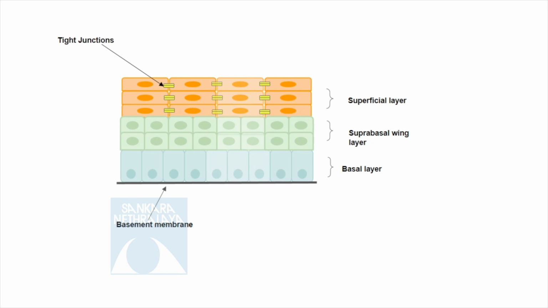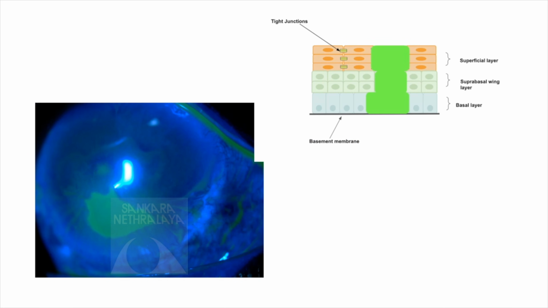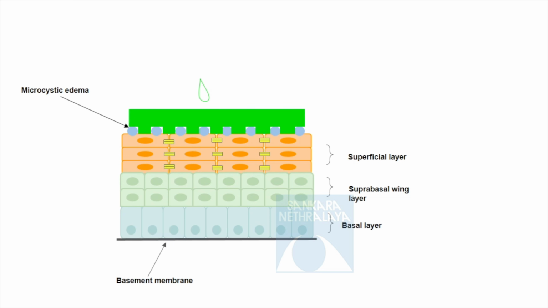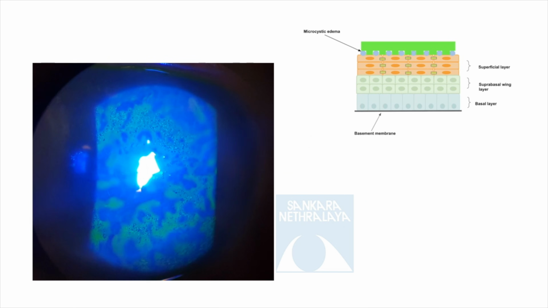In contrast, a true epithelial defect represents a contiguous area of epithelial loss, exposing the underlying basement membrane. Fluorescein pools uniformly in this denuded zone. Additionally, microcystic edema presents as negative staining, where fluorescein outlines the elevated cystic spaces but does not enter them.